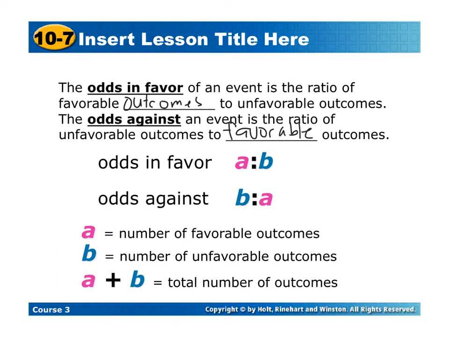So like most ratios, we can convert them around. So odds in favor might be A to B, odds against would be B to A, where A is the total number of favorable outcomes, B is the number of unfavorable ones, and together A plus B equals the total number of outcomes. So if you think back to our ratio units, these are both what we would consider part-to-part ratios, unlike probability, which is always looking at part to whole.